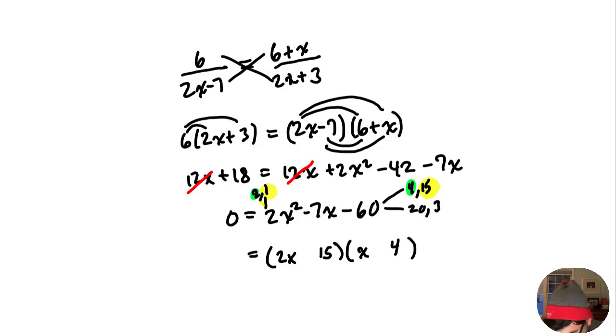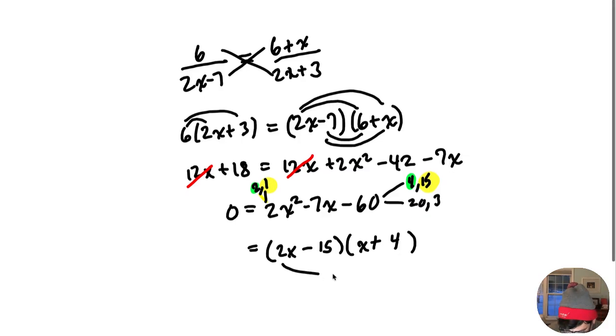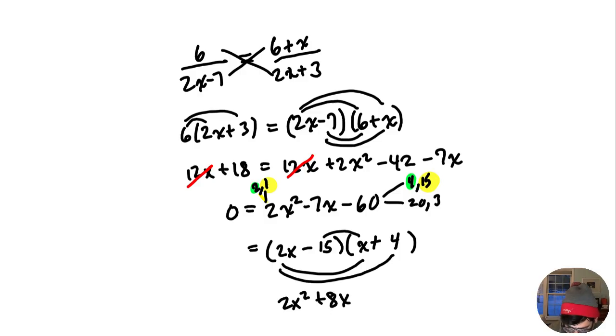And we need to make a negative product. So I'm going to make the signs opposite. And this, I'm going to test it real quick. 2x squared plus 8x, minus 15x minus 60, and that works. We have the minus 7 in the middle. We're in a good spot.